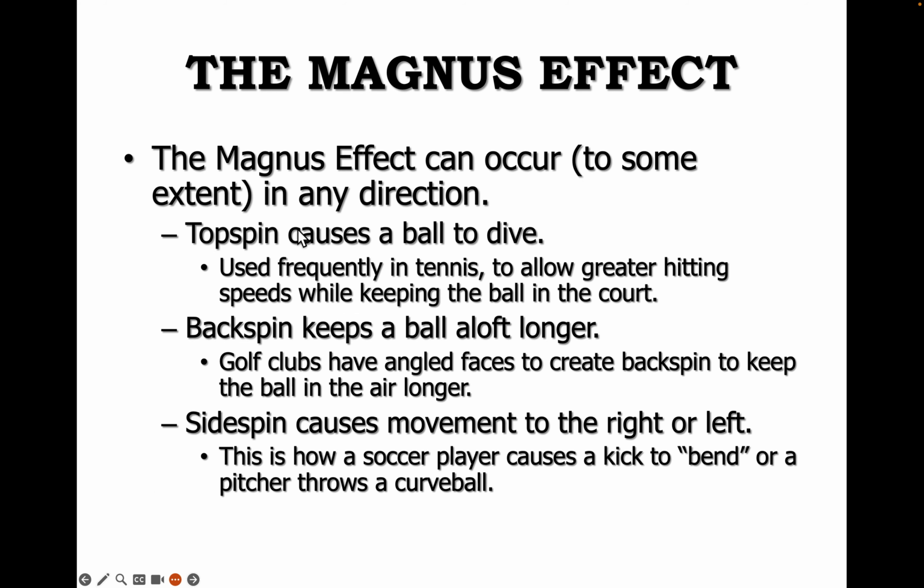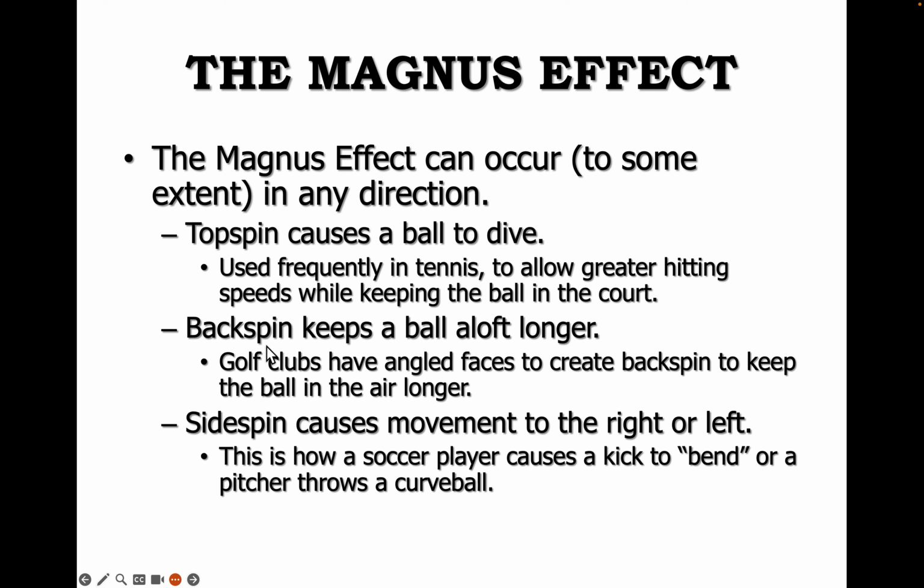Now, we can also have more things other than top spin because the Magnus effect can occur in any direction. Top spin, again, causes a ball to dive, landing sooner than another ball. Oftentimes, this is used in tennis to allow you to hit the ball faster while keeping the ball in the court.